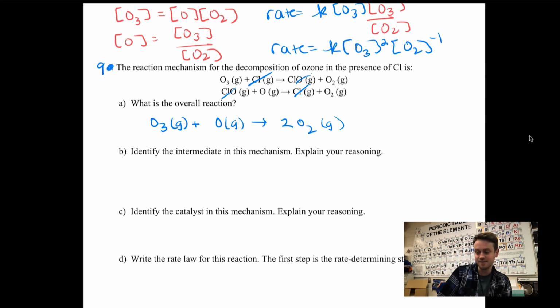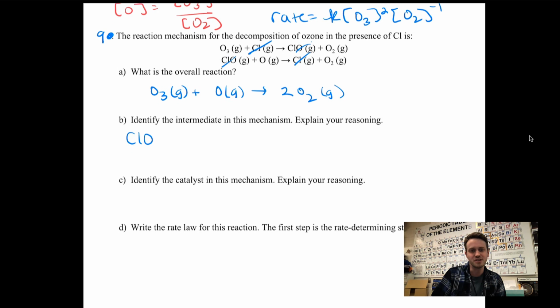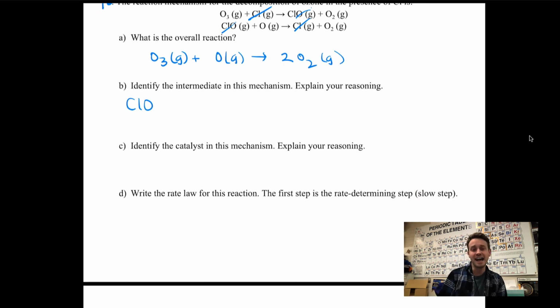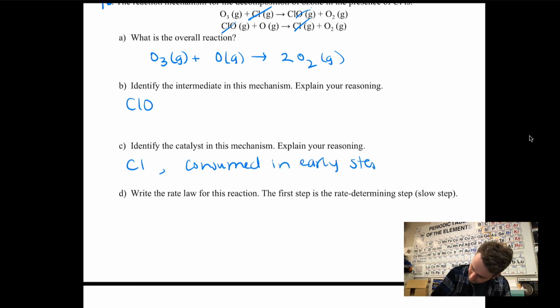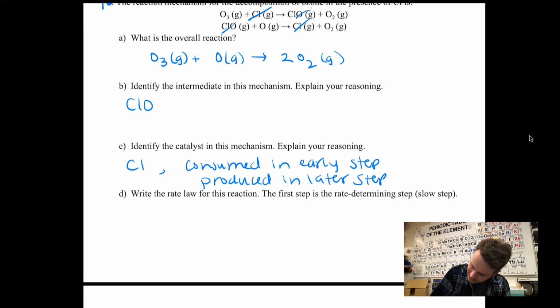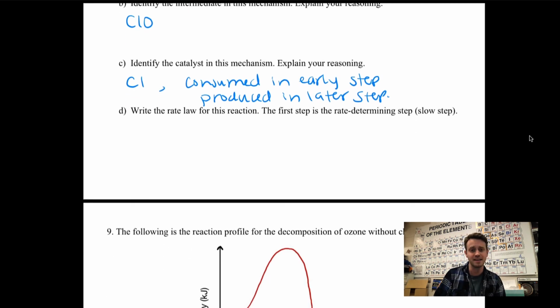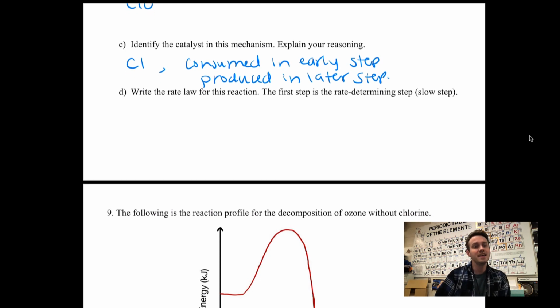Then it asks me to identify the intermediate in this mechanism. So the intermediate is ClO, for all of the reasons that we've already talked about, so you can figure that one out. The catalyst is actually Cl, and the reasoning for that is it's consumed in an early step, and then it's produced in a later step, meaning that it was not consumed by the reaction, and so it is used in the mechanism but not consumed in the reaction.